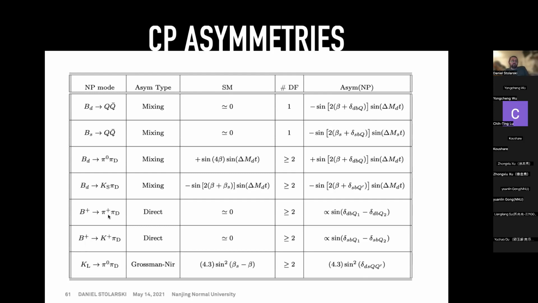So how often does B plus decay to dark pion versus how often does B minus decay to dark pion? That's a direct CP violation, and it's proportional to this kind of sign of some new physics phases, and there's no equivalent thing in the standard model.